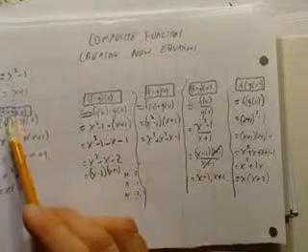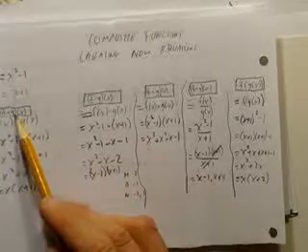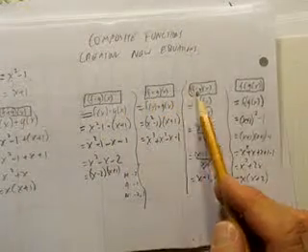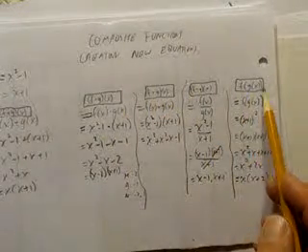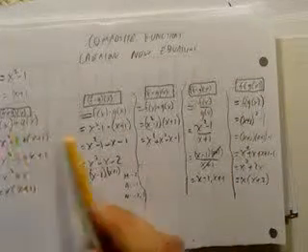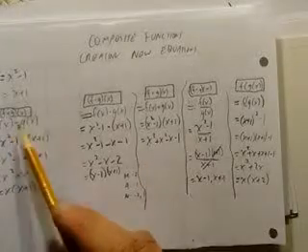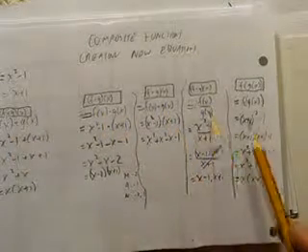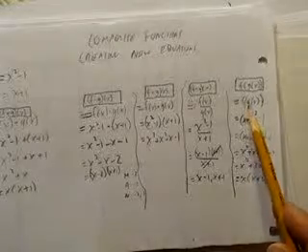Notice up here I wrote the formulas as f plus g of x, f minus g of x, f times g of x, f divided by g of x, and f of g of x, which can also be written as separate functions: f of x plus g of x, f of x minus g of x, f of x times g of x, f of x divided by g of x, and f of g of x.